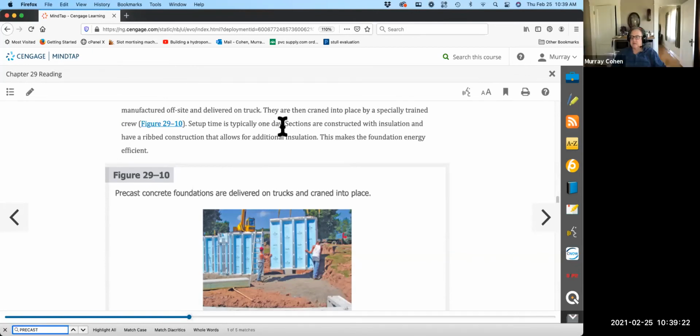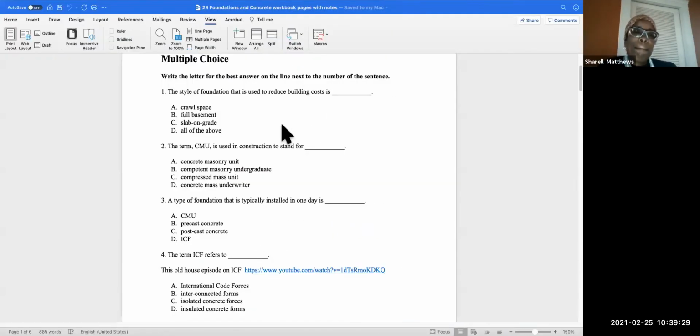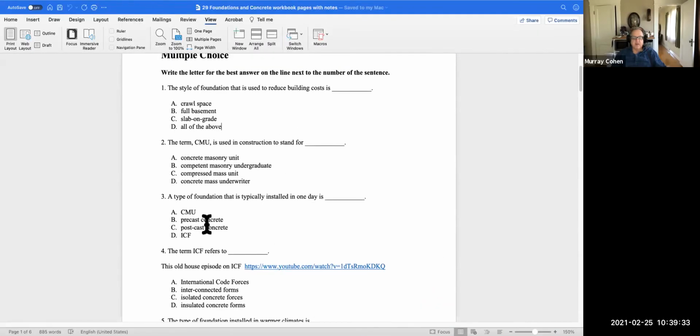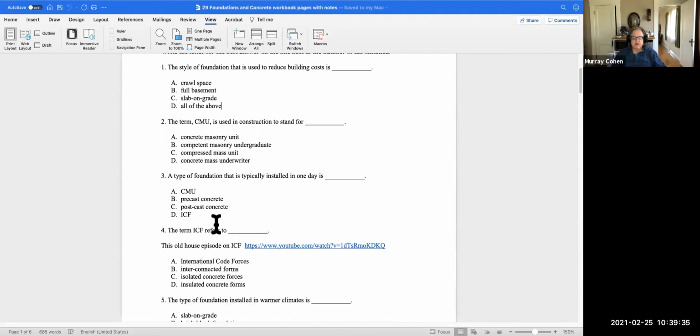Yes. They call those tilt-ups. A friend of mine used to actually sell those. Okay. Installed in 1 day is a precast concrete.